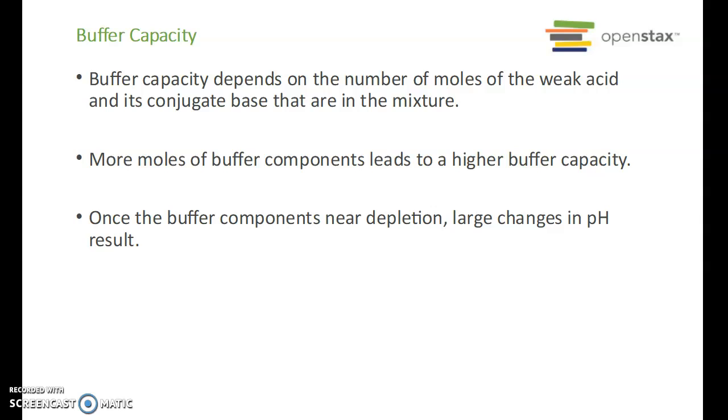So the buffer capacity depends upon the number of moles of the weak acid and its conjugate base that are present in the mixture. The more moles of buffer components leads to a higher buffering capacity. Once the buffer components near depletion, you'll see a dramatic increase in the pH.